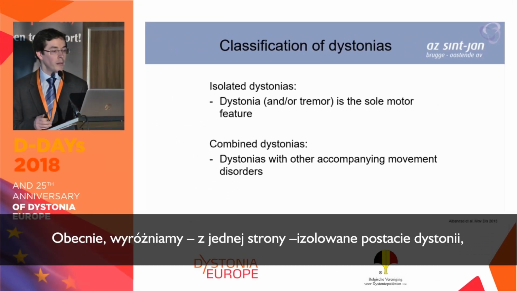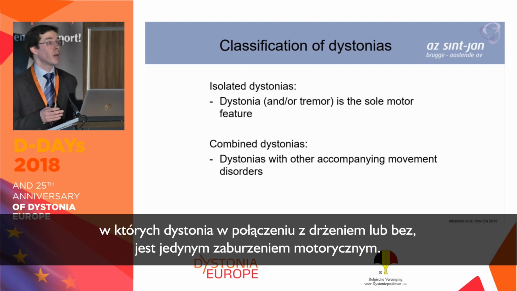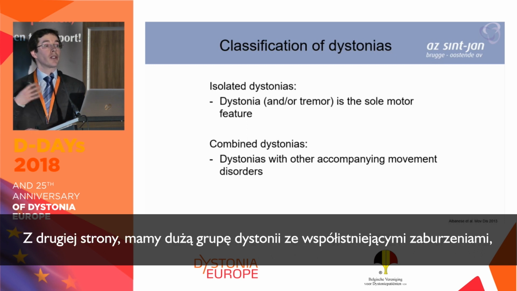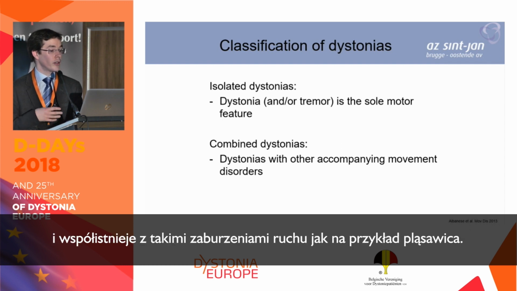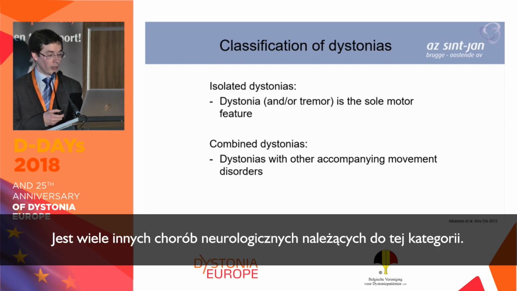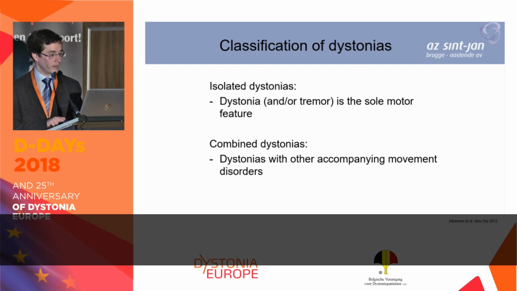Nowadays we make a distinction between, on the one hand, isolated dystonias, where dystonia with or without tremor is the sole motor feature. On the other hand, there's a large group of combined dystonias, where dystonia is part of a more broad movement disorder, with other accompanying movement disorders like chorea, for example, and there's a lot of neurological diseases which fall into this category.